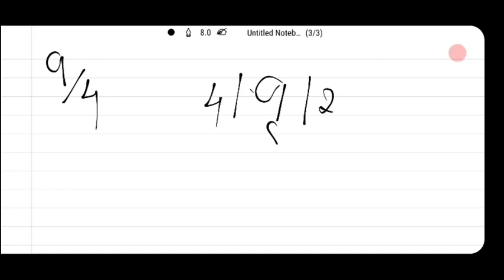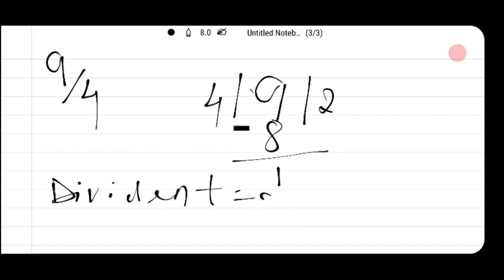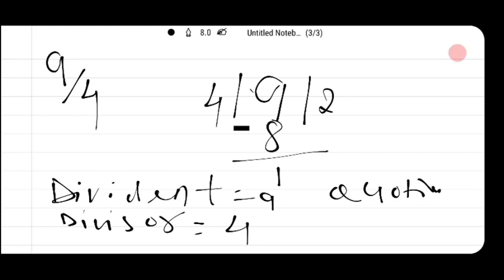4 2s are 8. 9 minus 8 equals 1. Here the number which we are going to divide is called the dividend. So here the dividend is 9, and the number by which the dividend gets divided is called the divisor. Here 9 is divided by 4, so the divisor is 4. Quotient is 2 and the remainder is 1.